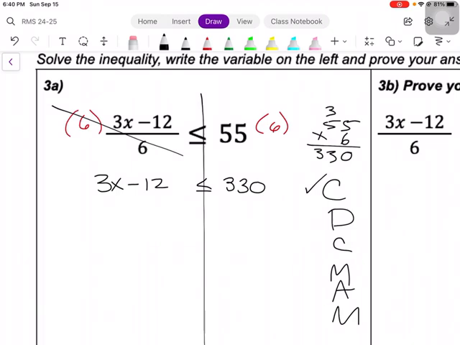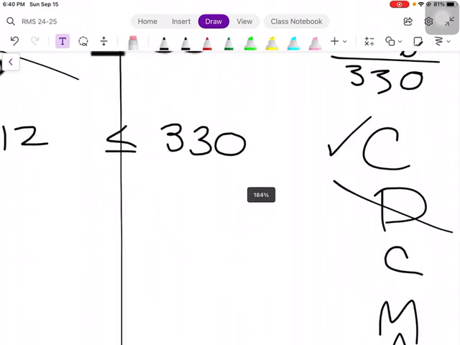Next, we're on to the distribute step. Remember, that's only if you have parentheses. We don't, so we skip. Next, combine like terms. If I look at the right side, 330 is lonely.